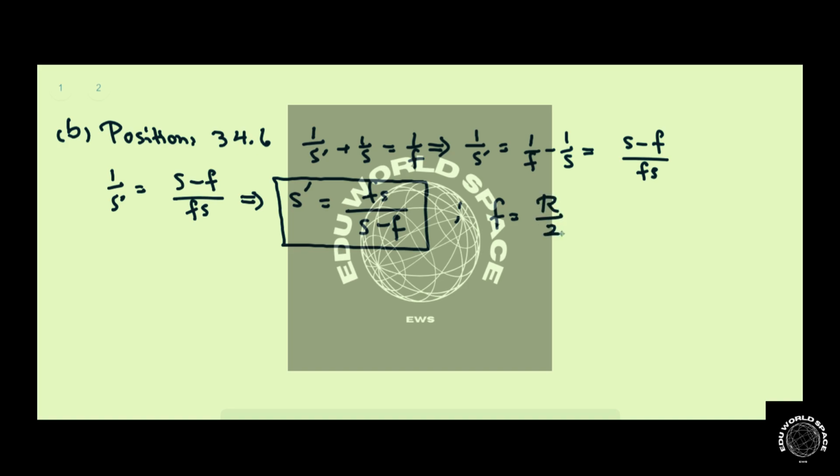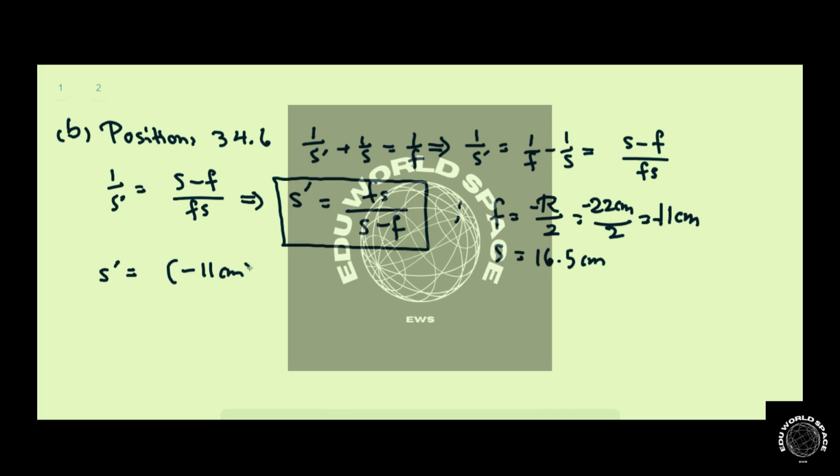We know that f is the radius of curvature over 2, and we're given that it's 22 centimeters. So if we divide by 2, then we have 11 centimeters. But note that r is negative since the mirror is convex. So that is negative 11. And we're also given s. So s is 16.5 centimeters. So let's plug in the numbers to find s prime.